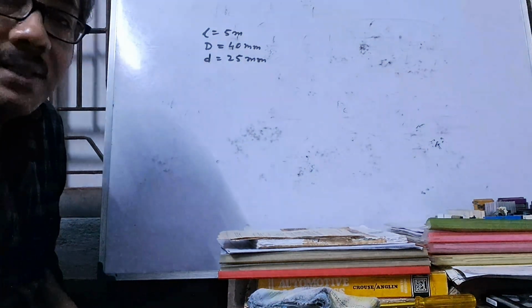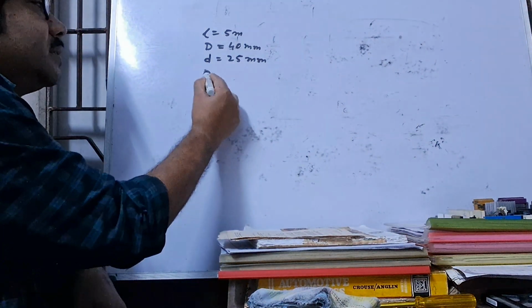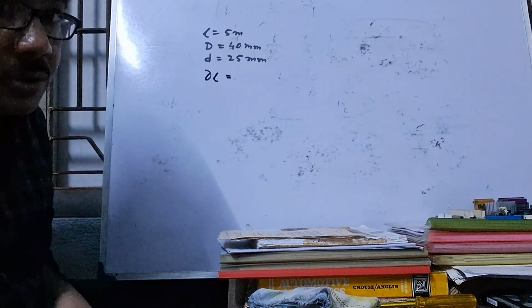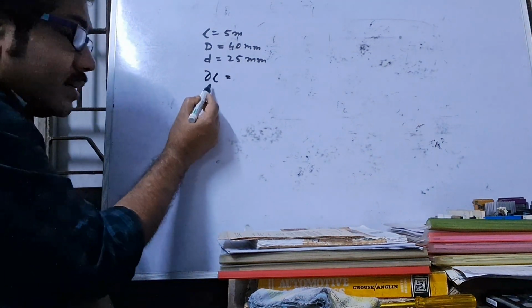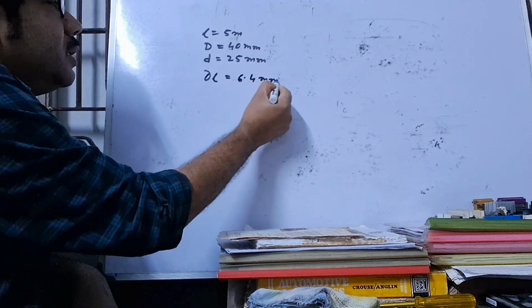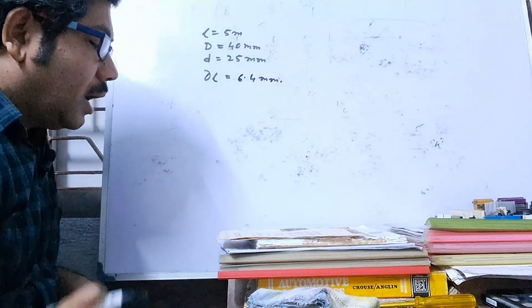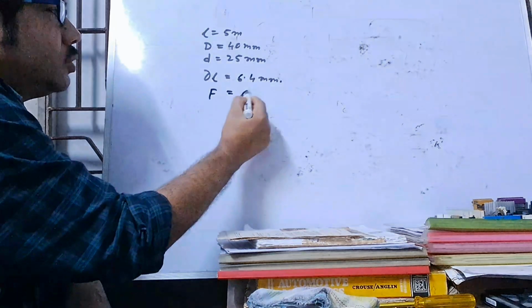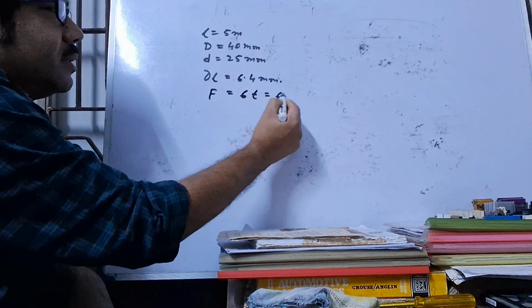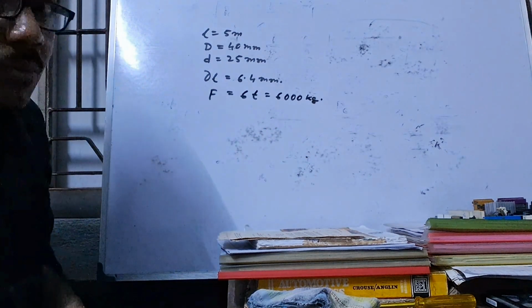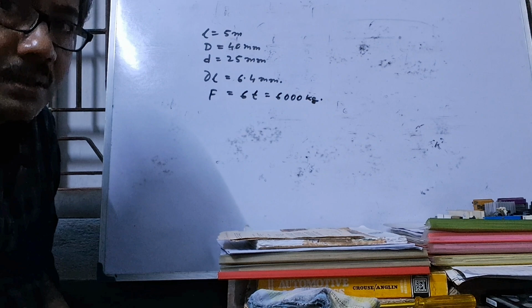And from the stress system chapter we know this is del L. That means it may be extension or shortening. Here this is extension, 6.4 millimeter, under a tensile load F, which is equal to 6 ton. That means 6,000 kg. 1 ton is equal to 1000 kg.